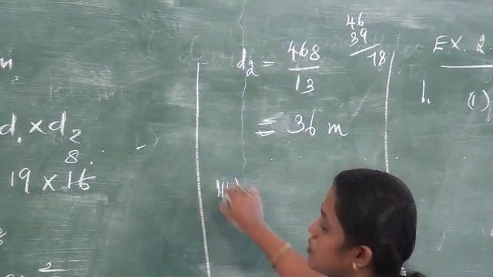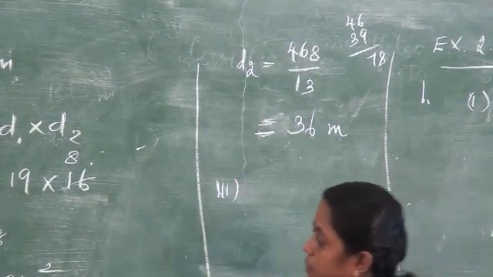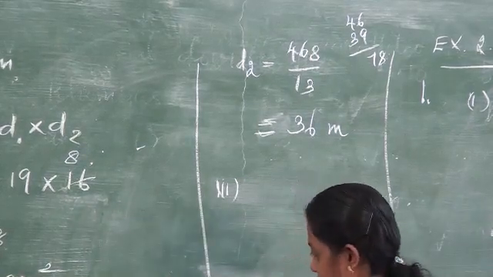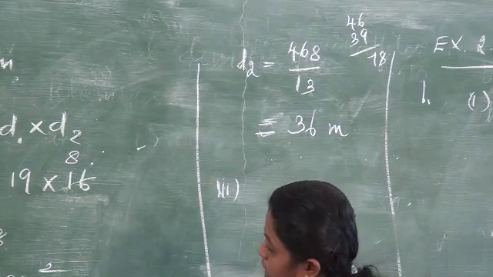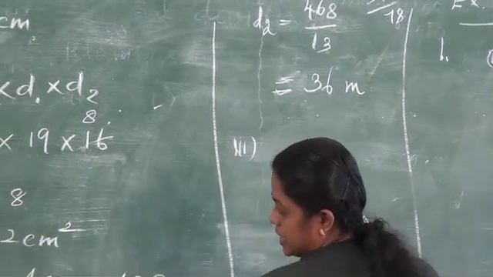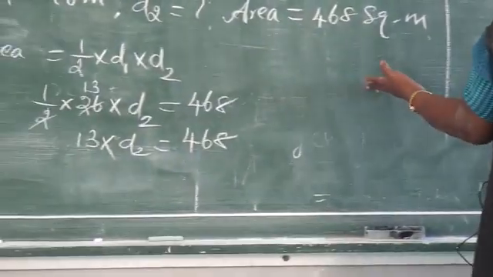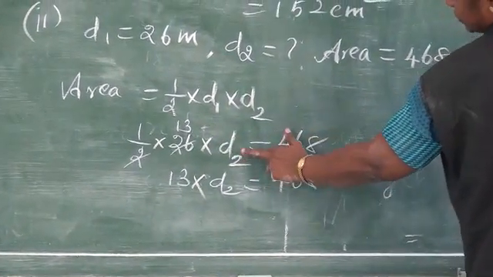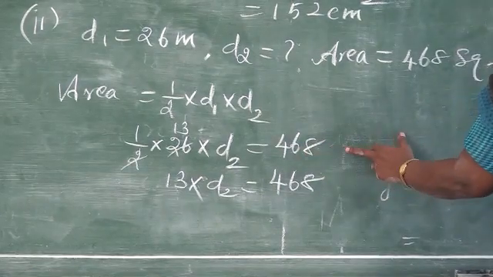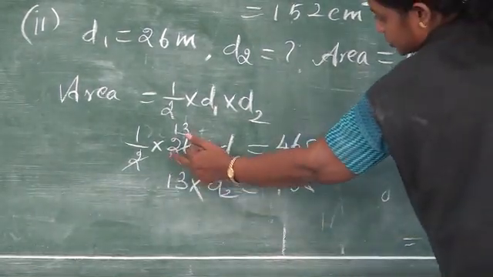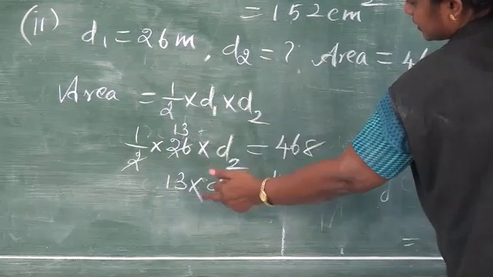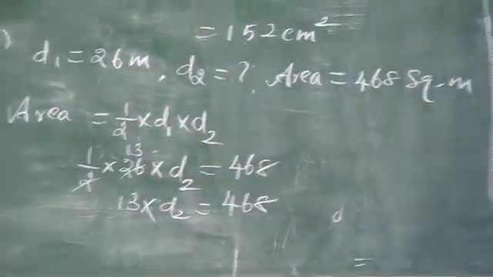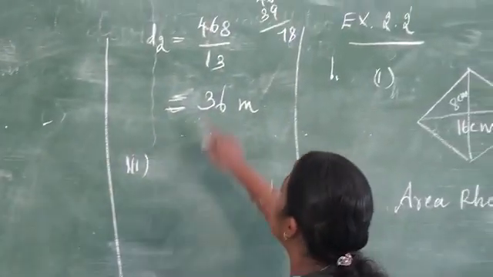Now third one. Once again I will read out that problem. D1 equal to 26 meter. Diagonal 2 we have to find out. Area is given. But we know the formula. What is the area of your rhombus? Area equal to half into D1 into D2. Now D1 is given, so I substitute that value 26, but D2 as it is I kept, that is equal to 468. If you are cancelling 26 by 2, you are getting 13. 13 into D2 equal to 468. Here multiplication, it goes on that side will be division. So D2 equal to 468 by 13.